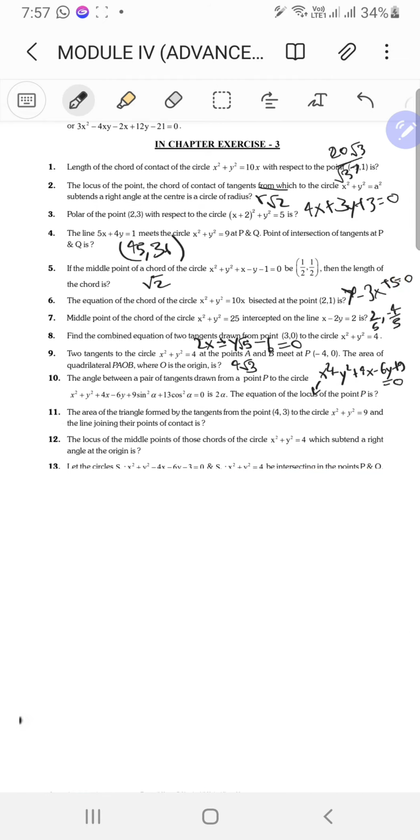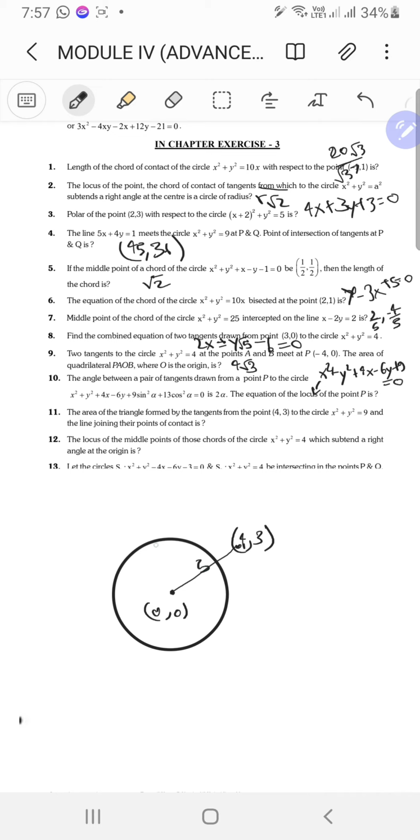The area of the triangle formed by the tangents from point (4, 3) to the circle x squared plus y squared equal to 9, and the line joining their points of contact is, okay, the area of the triangle formed by the tangents from the point (4, 3) to this circle. This is x squared plus y squared equal to 9. So the radius is 3. And this point is (4, 3). This is (0, 0). This distance is 5.